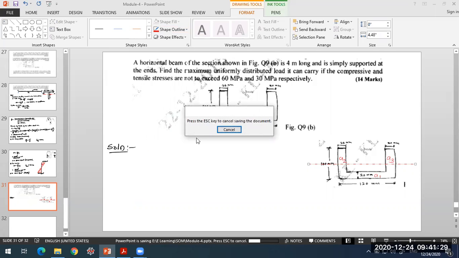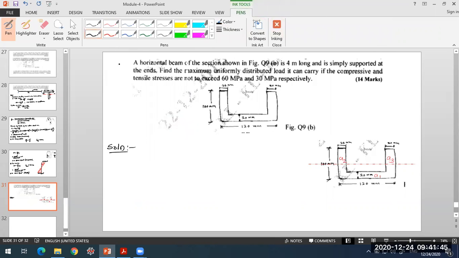We need to determine what is the distance of this neutral axis. We'll consider the bottom of the section as a reference. With respect to that, we'll determine what is the position of our neutral axis here. So with respect to this bottom of the section, let us say it is y bar. Position of neutral axis means you need to determine the position of the centroid of the section.